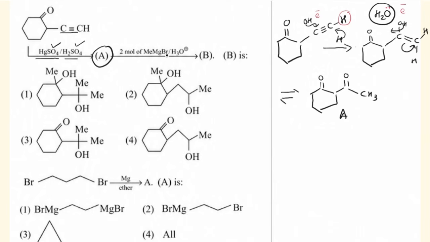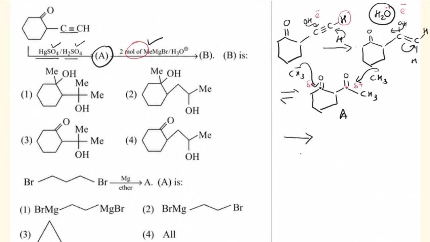Now, this is treated with 2 moles of Grignard reagent. The Grignard reagent can act as a nucleophile as well as a base. If there is electrophilic carbon in the molecule, it prefers to act as a nucleophile. You have 2 electrophilic carbons here. The ketone carbon here and ketone carbon here. And how many moles we have? 2 moles. So in both the cases, the addition will take place like this.